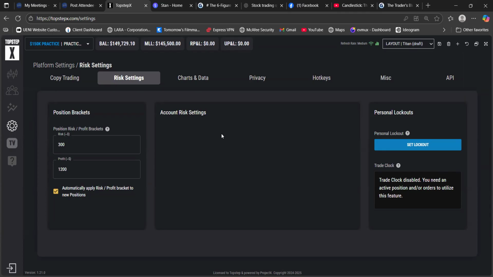This is the practice account, so they don't have all of the features on here that we're going to show you when you get into your live account. But this is your stop loss here, right? We're going to get into more of your stop loss and all of that later. But this is your stop loss and this is your take profit.